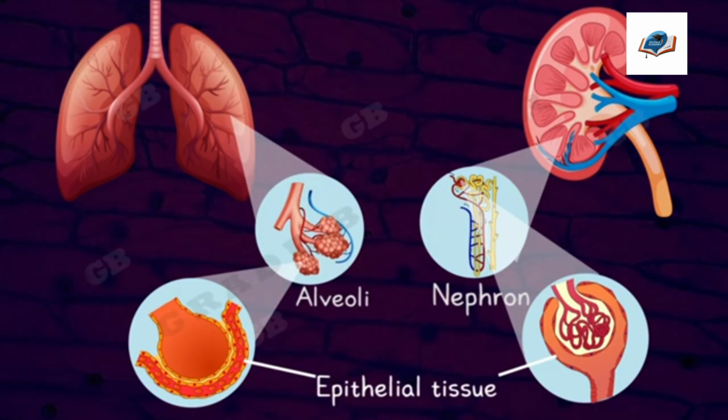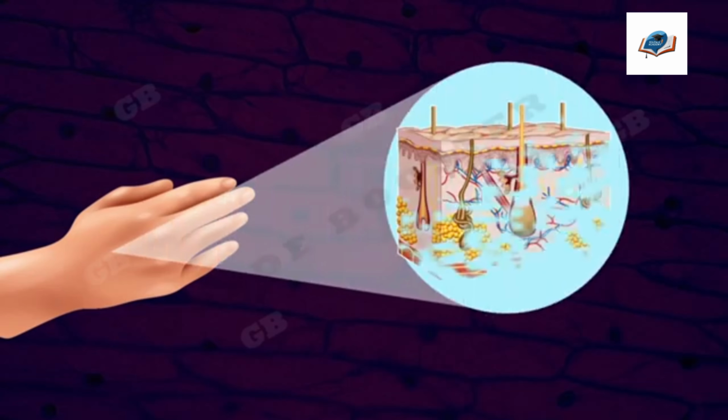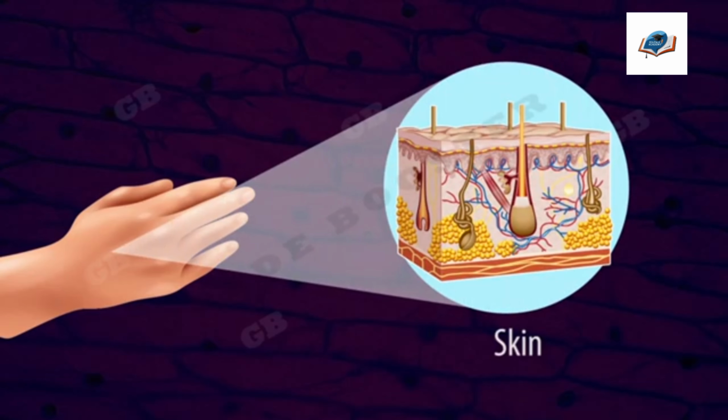Not only are the internal parts of our body covered by epithelial tissue, but our body's external surface, which is the skin, is also made up of epithelial tissue. Therefore, the skin is also a type of epithelium.